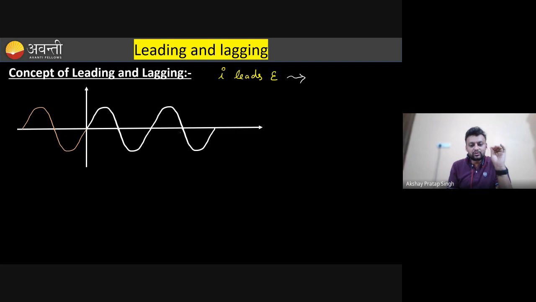See two points, the maximum points. Current leads E means current, or you can say the maximum value of current, will reach maximum value before.